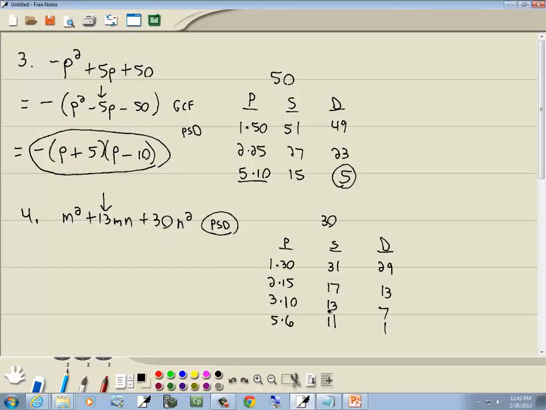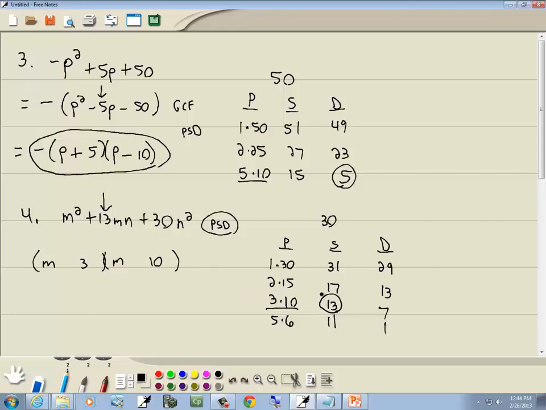Now, 13 we're going to pick is the one right here. So we're going to use 3 and 10. Why did I know that? When you got a positive number here at the end, the only way you can get a positive is when the signs are the same. So you'll always use a number in the S column. If this was a negative at the end, then you'd have to use a difference column. Okay, so we're going to have M, and we said we're using 3 and 10.